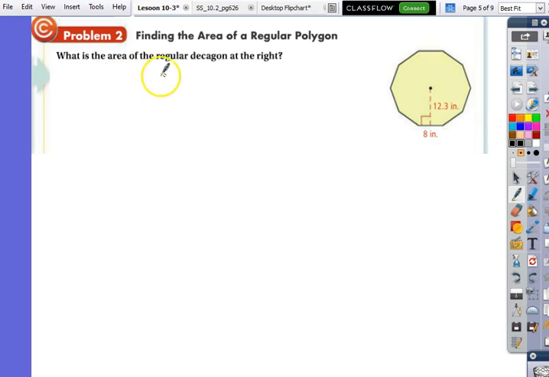Let's take a look at the area of a regular decagon. Oh, this is so nice. They have given me this value right here, which is what? The apothem. And what part of the figure is it? It's part of the perimeter. It's one of the sides.